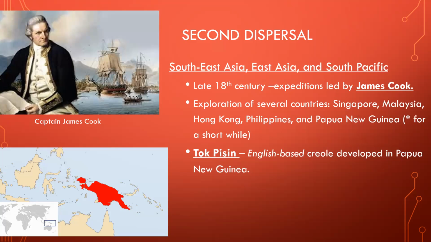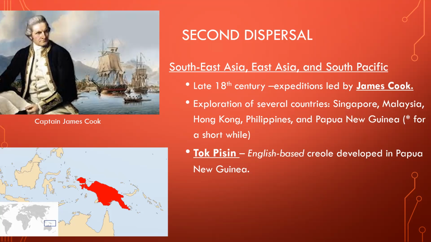Then we talk about expeditions by James Cook, which is the man in the image. So explorations of this kind of East Asia and Southeast Asia included countries like Singapore, Malaysia, Hong Kong, Philippines, and Papua New Guinea for a short while. Papua New Guinea, una islita that's highlighted here, that is very linguistically heterogeneous. It has hundreds of languages. It's linguistically diverse, and it's often used for many studies of indigenous languages and indigenous language documentation.